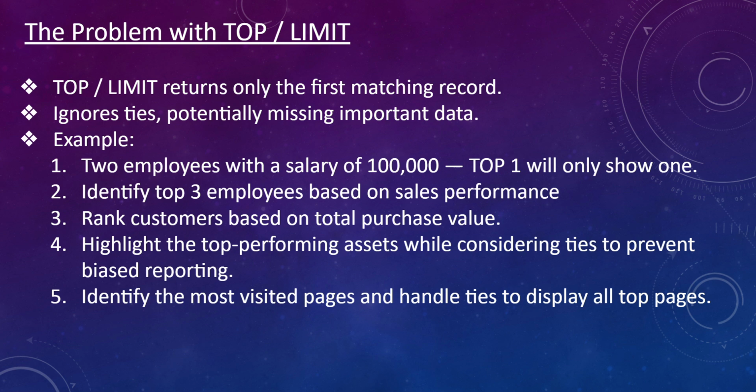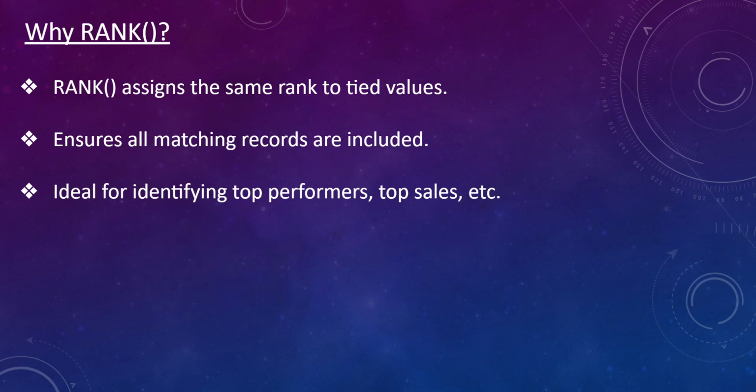Similarly, if we want to rank customers based on total purchase value, again there can be a tie for many customers, and we must highlight the top performers while considering ties to prevent biased reporting. Similarly, for website traffic, we identify the most visited pages and handle ties to display all top pages. So this is where we should use the RANK function. As I already explained, RANK assigns the same rank to tied values and ensures that all matching records are included. This is ideal for identifying top performers, top sales, etc.